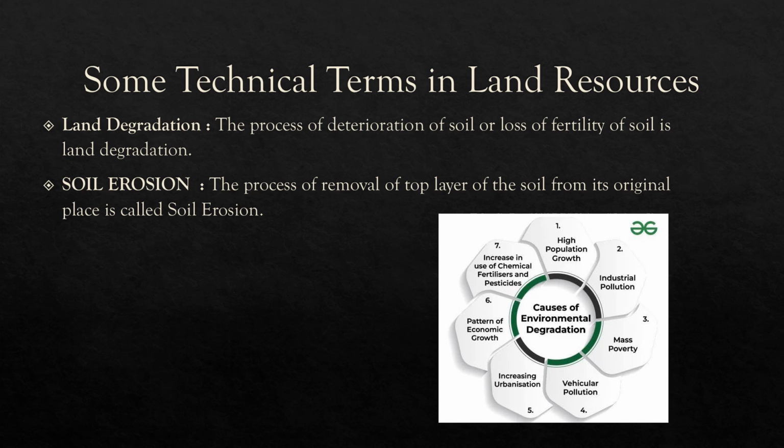The second important term is soil erosion. Soil erosion is the process of removal of the superficial layer of the soil from one place to another. Soil erosion also removes the soil components and surface litter.